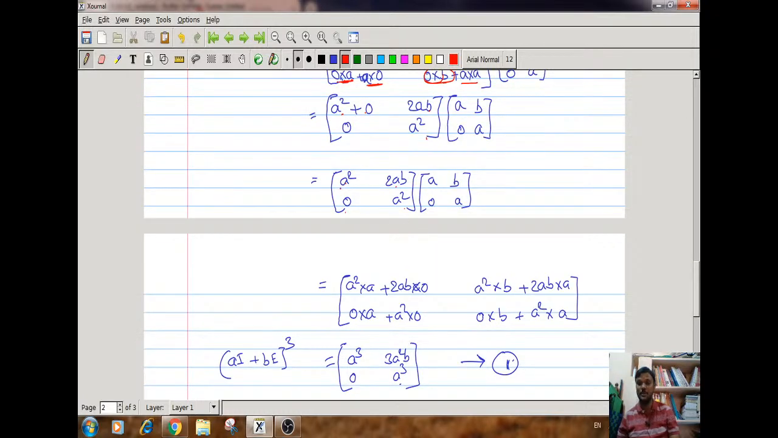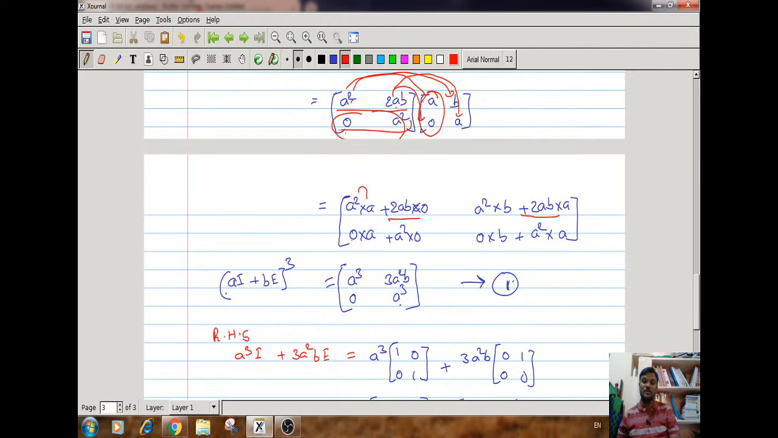First row into first column: A square into A plus 2AB into 0, and in the same manner A square into B plus 2AB into A, so that you will get the first row of the product completed. In the same manner we need to multiply with the second row, so that you will get this one. So by this you will get (A·I + B·E) whole cube.